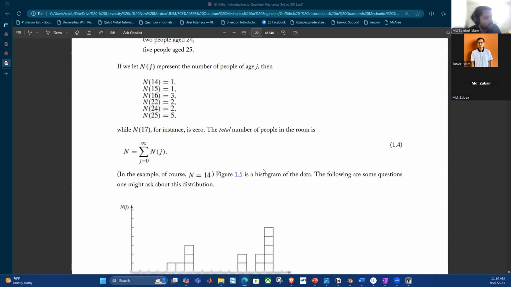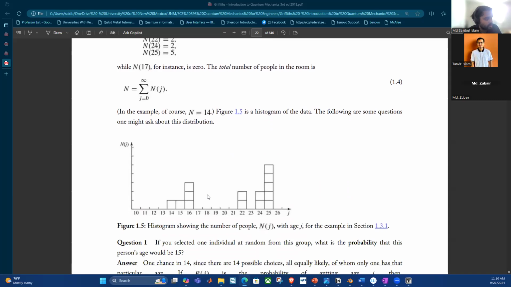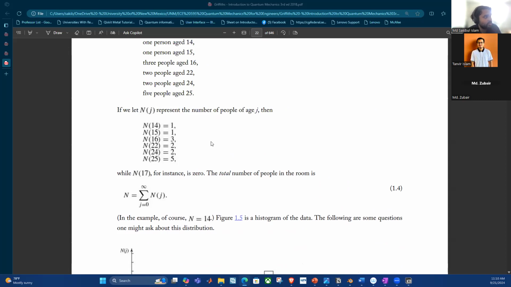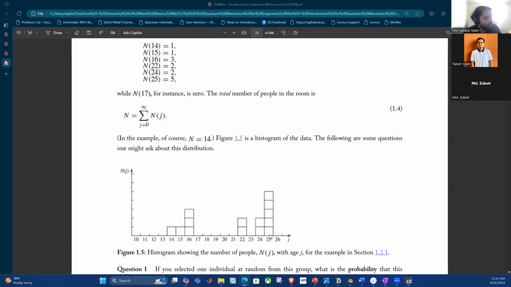And if you take the total sum, because this variable is giving you the number of people, the summation of this is the total number. And now, if you try to plot a histogram of the number of people of that particular age j, where j is the variable for age from 10 to 26, we can see that age 25 is the maximum. It has five people who are 25 years old.